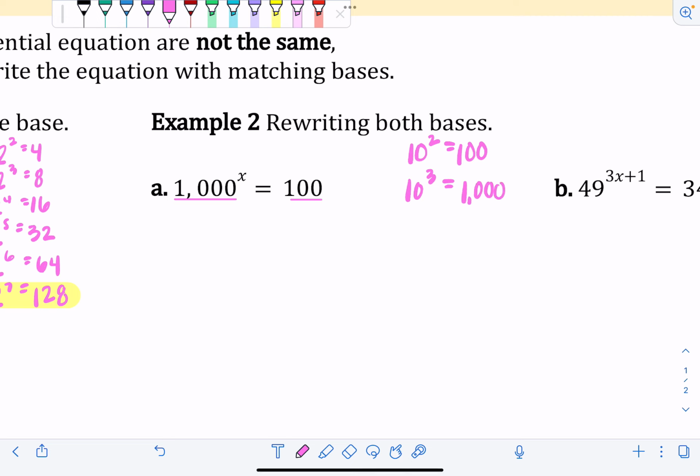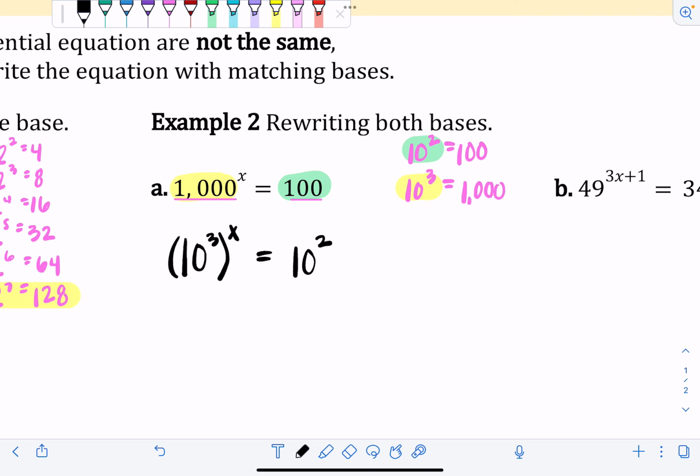So that means we could rewrite them both with a base of 10, and then we'd be able to use the trick from the previous section of setting the exponents equal. So instead of 1,000, I'm going to replace it with 10 to the third power. So it'd be 10 to the third power, and then that would be raised to the x power, because we just swapped out the 1,000 for 10 to the third, and that whole thing was still being raised to the x. And then over here, instead of 100, I'm going to put in the 10 squared.